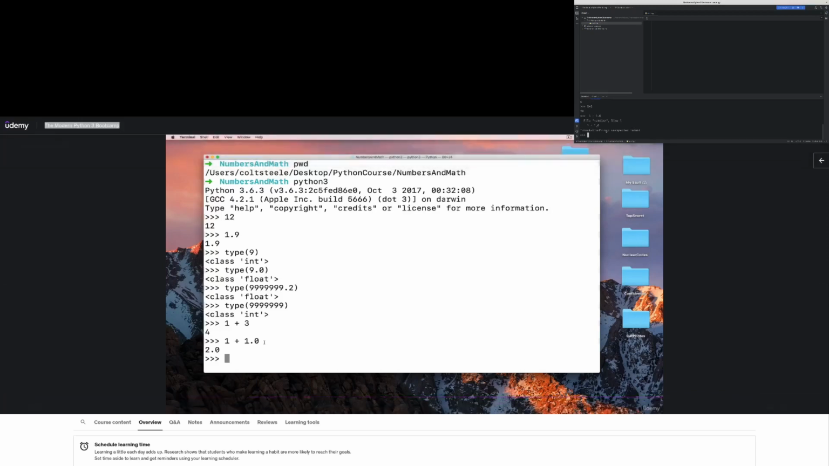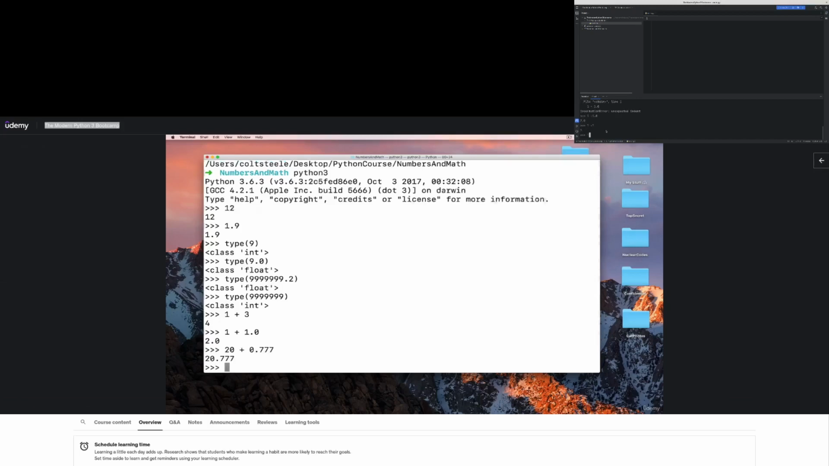All right, so we can do things like add an integer like 20 and add 0.777 to it, and we get 20.777. I won't bore you with doing a bunch more math, but the key thing I want you to take away here is that when you do math with an integer and a float, Python will give you a float back. So I'll leave it at that for now. Remember, two types: integers, whole numbers, floats have decimal points, and that's it. Next up, let's do some simple math.